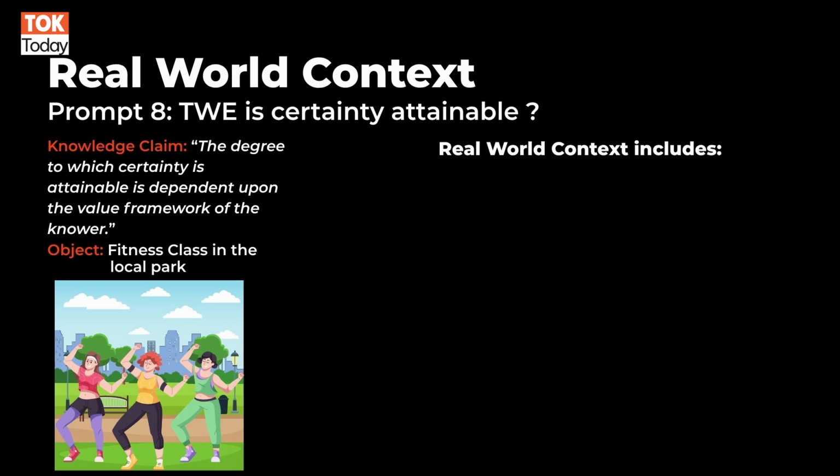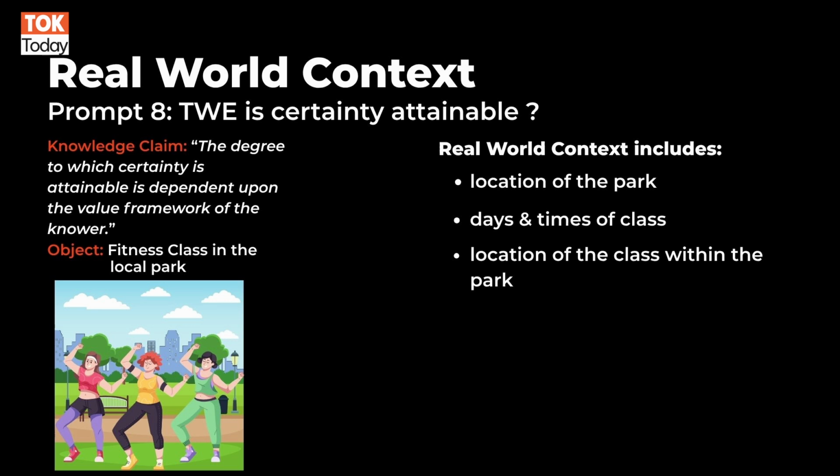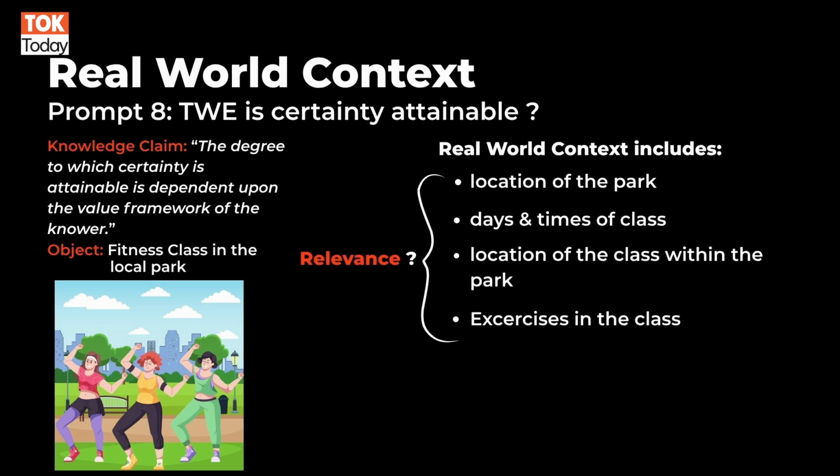Now, there are many aspects of the real-world context of this fitness class that could be described. For example, we could describe the geographic location of the park, the geographic location of the fitness class within the park, the days of the week and the times which the class is held, and the various exercises that are undertaken in the class, and so on and so on.